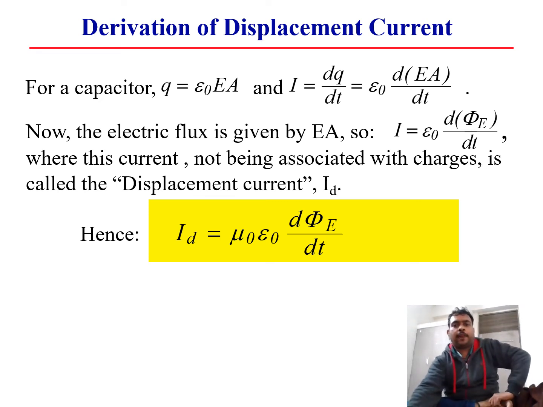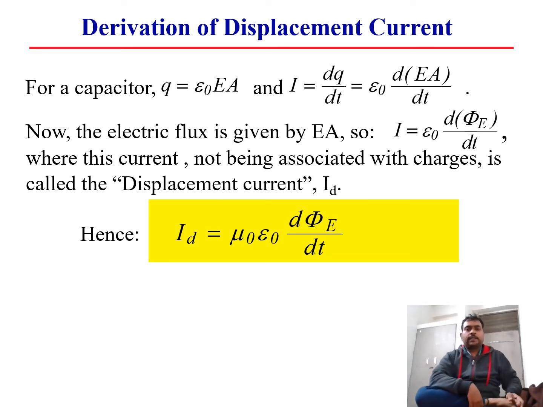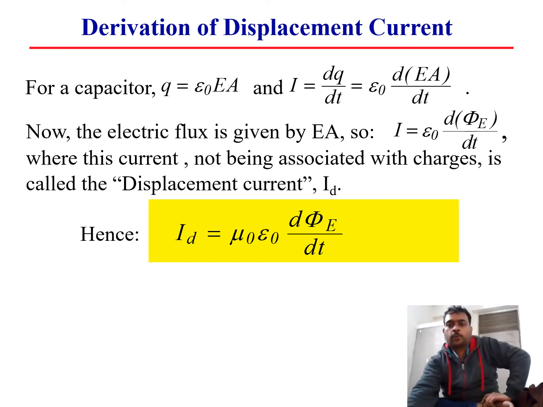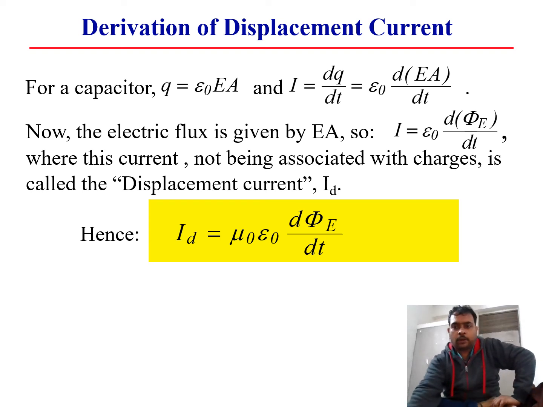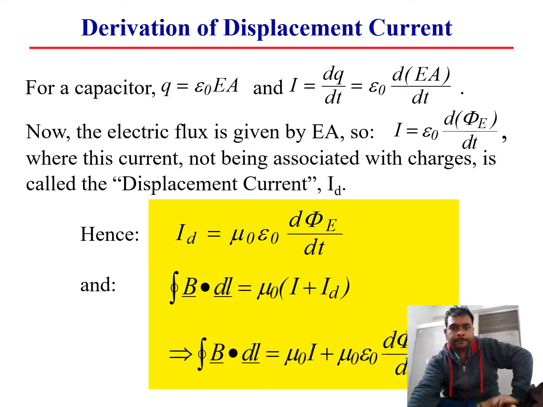You take epsilon naught, which is constant, outside. EA is nothing but the electric flux. So I is equal to epsilon naught d phi e by dt. This is called the displacement current. When you add this term to my previous Ampere's law, I get the corrected Ampere's law. So this is my fourth Maxwell equation.